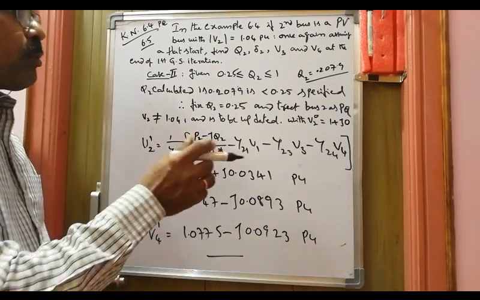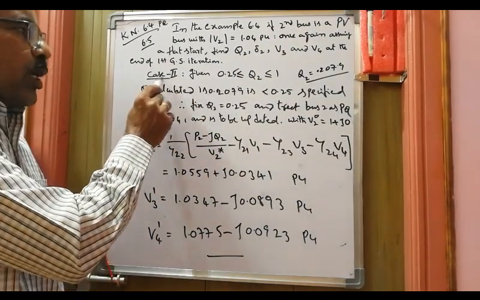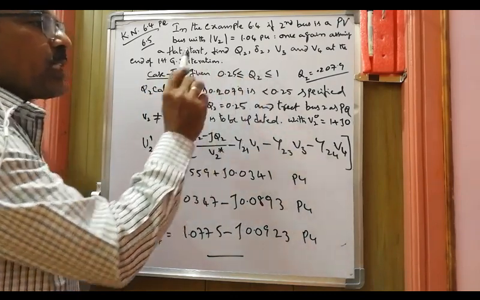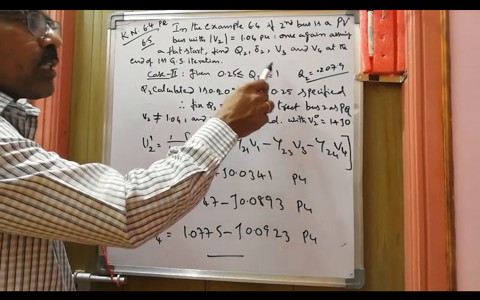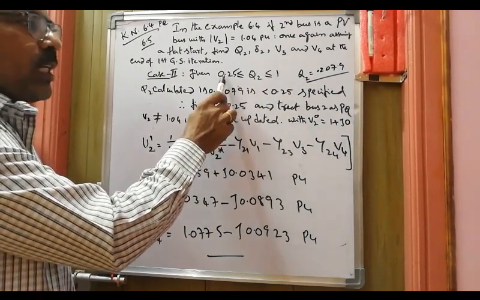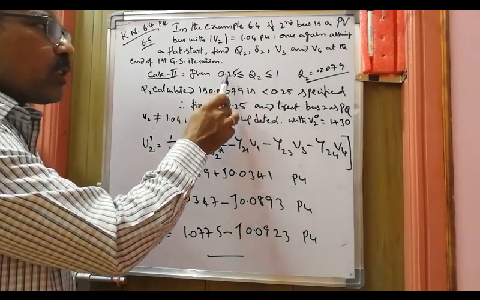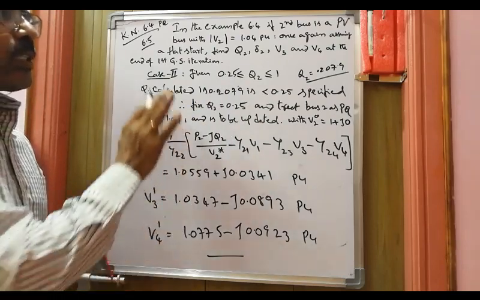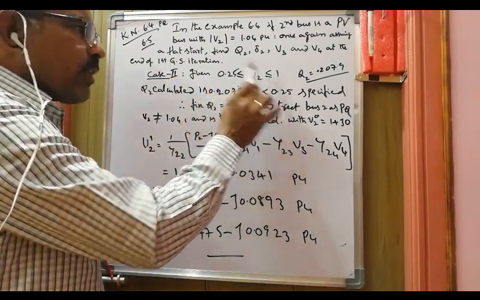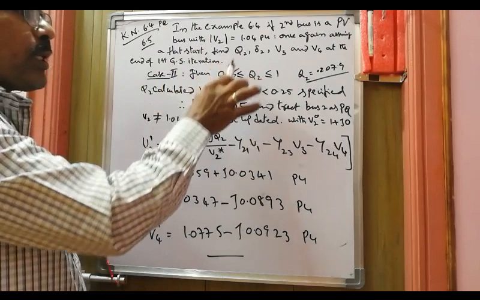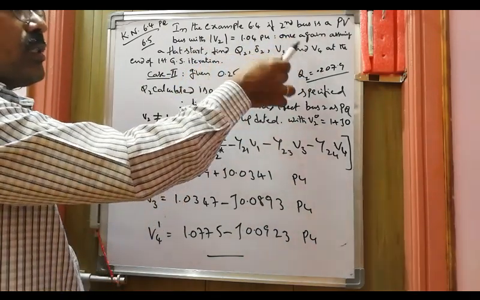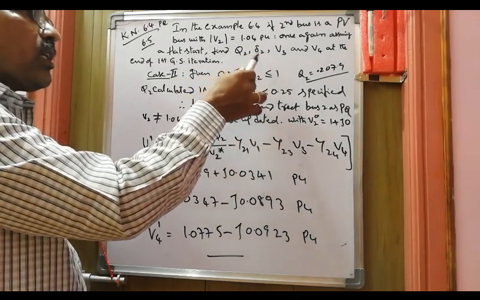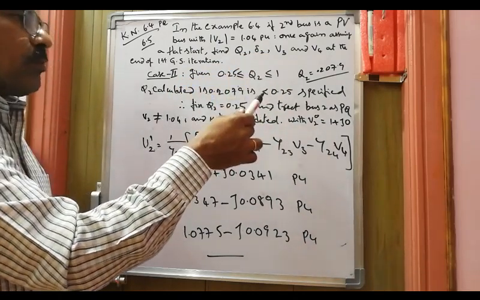Now the same problem, case 2, the limits are changed. Given 0.25 less than or equal to Q2 less than or equal to 1. That means earlier it is 0.2, now it is made 0.25. So that's the difference. When limits are given like this, you are asked to repeat the same problem, take second bus as PV bus with V2 as this, and then calculate all these things.